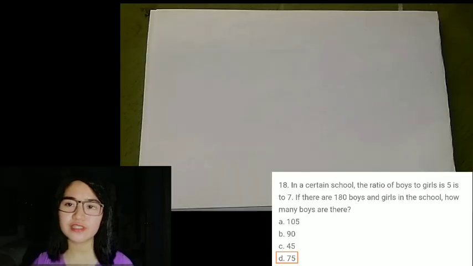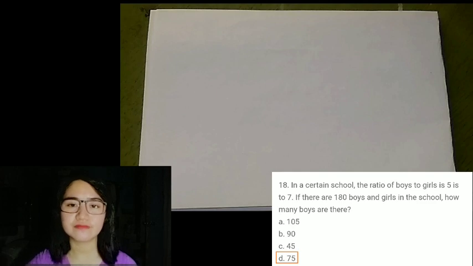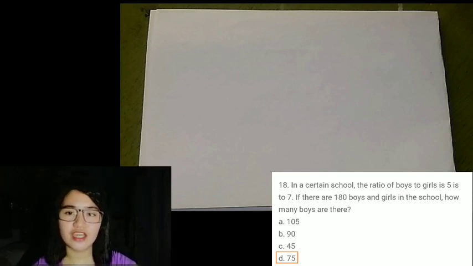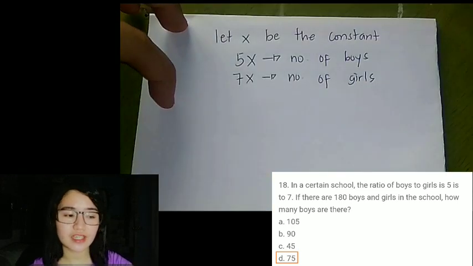The ratio of boys to girls is 5:7. If there are 180 boys and girls in the school, how many boys are there? Pag mga ganyang problem na may given na ratio and then total, ganito yung gagawin natin dyan. Ang first step dyan, mahanap yung constant. Kasi yung constant na yan, ayan yung minumultiply parehas doon sa ratio ng boys at sa girls. Ganun kasi ang rules sa ratio. So, sabihin natin na yung x, ayan yung mag-represent ng constant. Then, yung 5x, ayan yung number of boys. And then, 7x, yun yung number of girls.